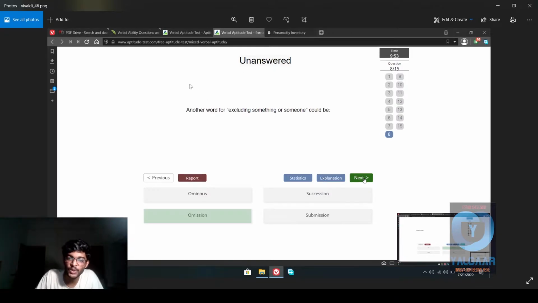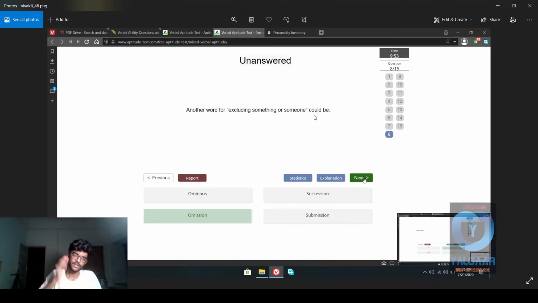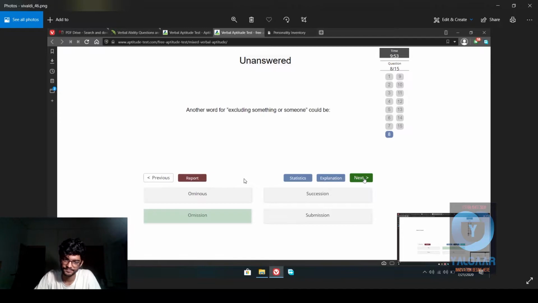Another word for excluding something or someone. So excluding something or someone, there are multiple words for that. In here they have 4 words. Ominous is not the answer.